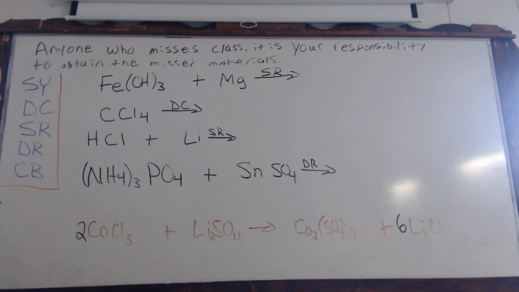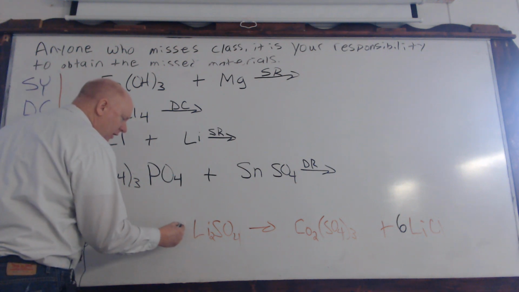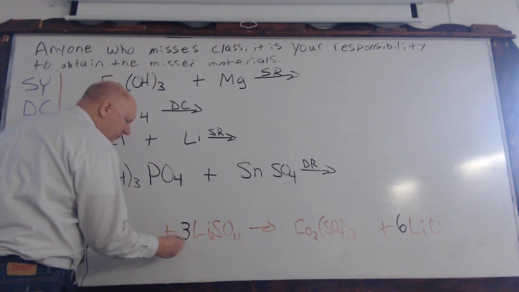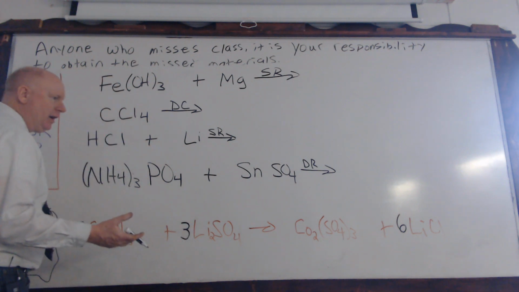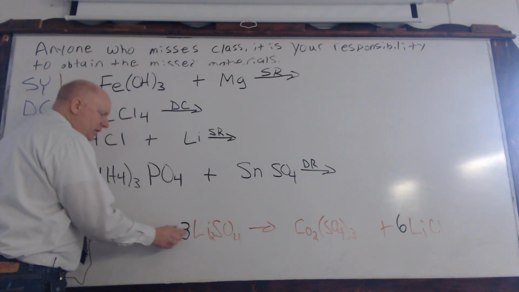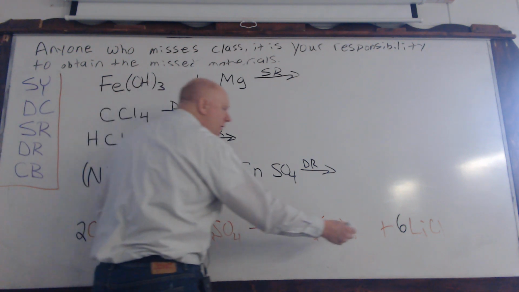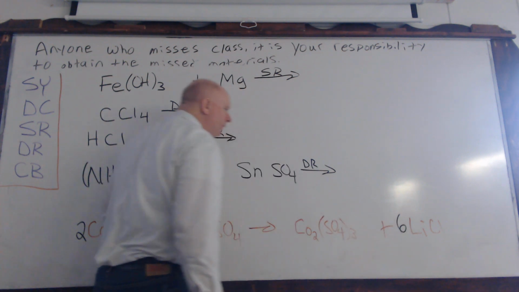Then we've got our cobalts balanced, our chlorides are balanced, but we don't have our lithiums or our sulfates balanced. So should we choose to put a 3 here, because that's our only choice, because by putting a 2 here, that's not going to help us because that would only get us up to 4. 2 times 2 would just give us 4. But 3 times 2 would give us 6, and that's what we have over here. Okay?